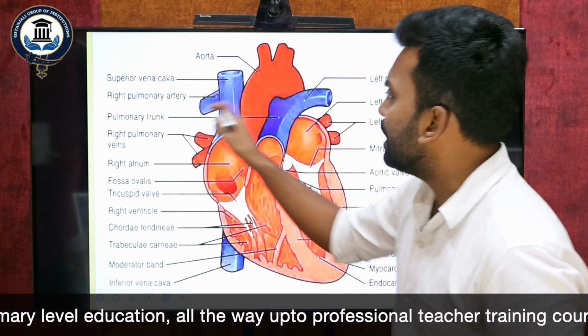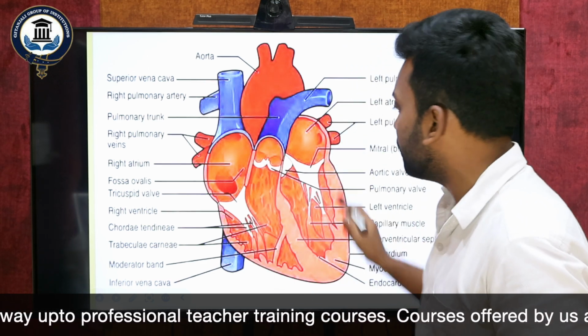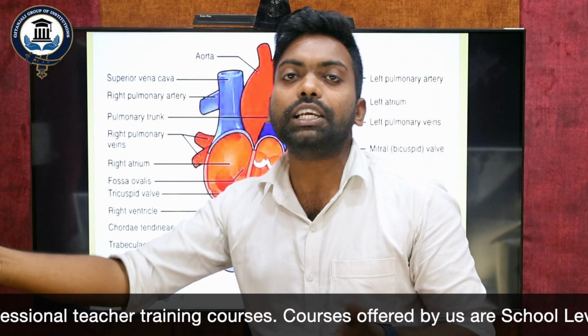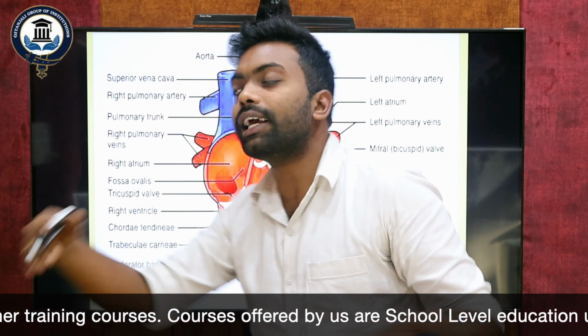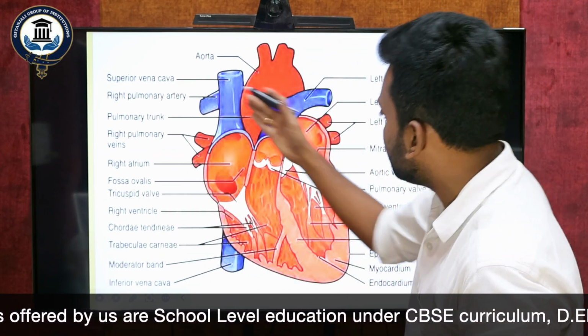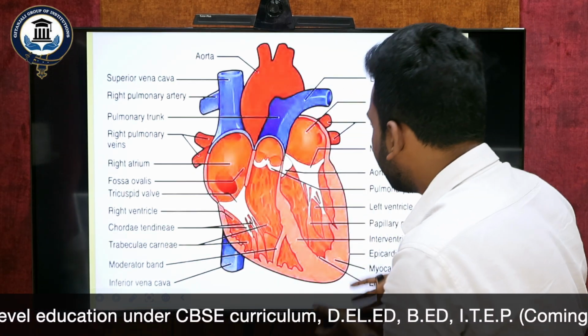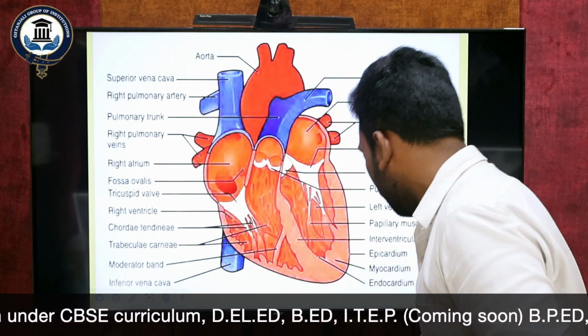Then you can see the right pulmonary artery, the pulmonary trunk, and the chambers, everything. When I explain the circulatory system, I will go into it in depth. As of now, this is the actual diagram. It has a cone shape. If you see, it looks like the shape of a cone.